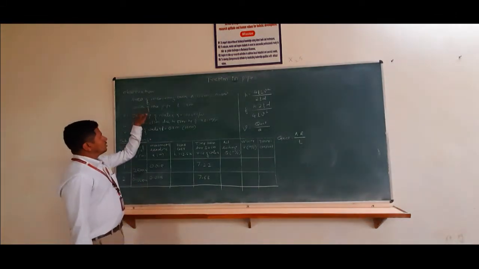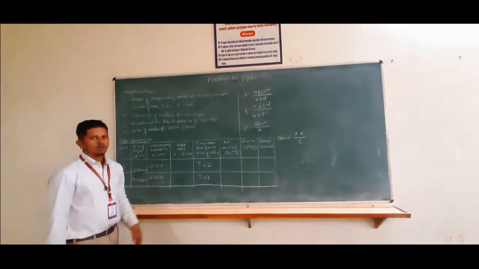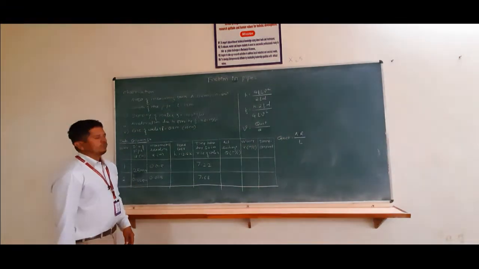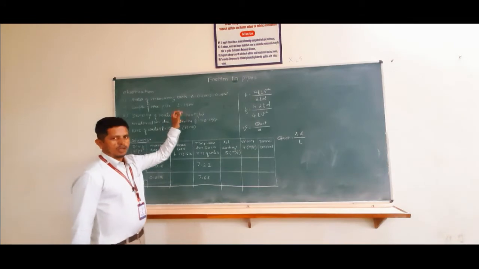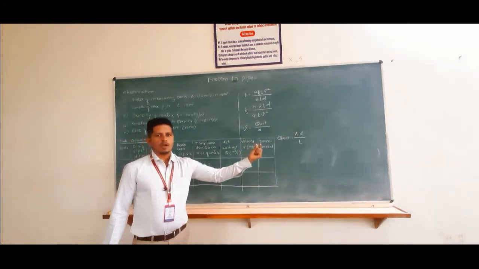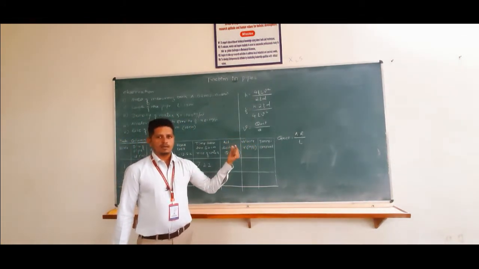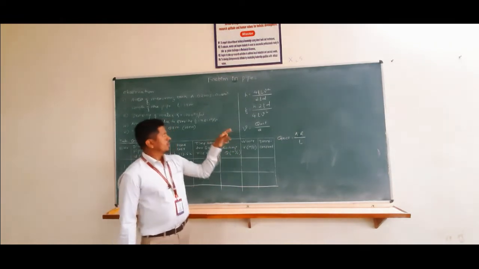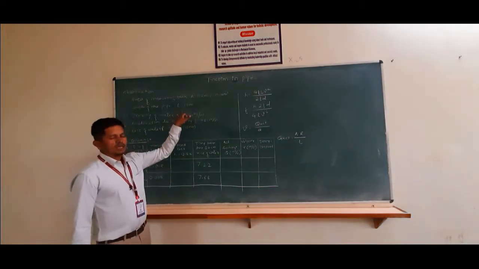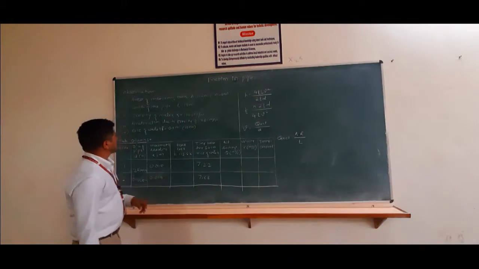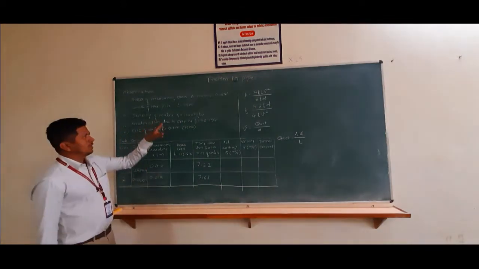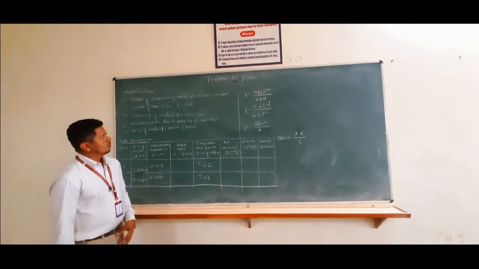Next, the length of the pipe, that is L, is equal to 1.5 meter. The length of the pipe 1.5 meter means where the inlet port of the manometer is connected and the outlet or the other limb of the manometer where the pipe is connected. The length over there that taken is nothing but 1.5 meter. Next, the density of the water is 1000 kg per meter cube.